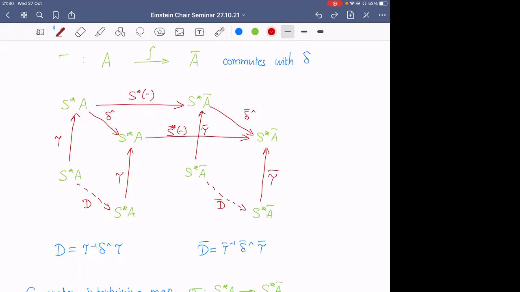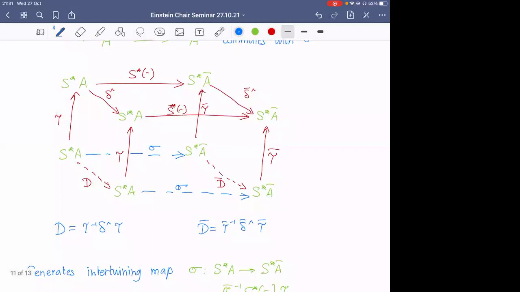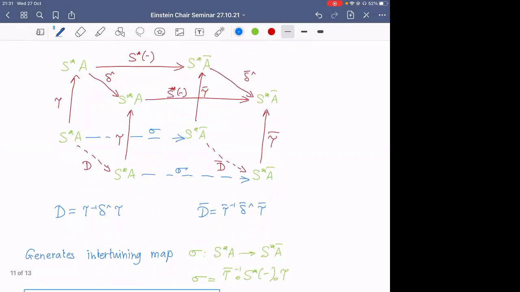Now we can look at the composition here. So this gives a map. I should do it in a different color. This gives a map here, which we'll call sigma. We have exactly the same map going on here. So here we have a map sigma, which is an intertwining map from S star A to S star A bar, which is given by this composition of tau, S star of bar, and tau inverse, tau bar inverse.